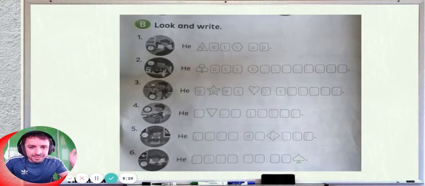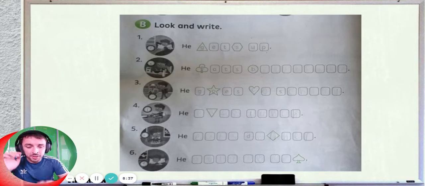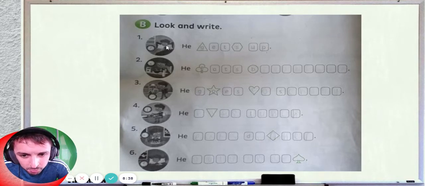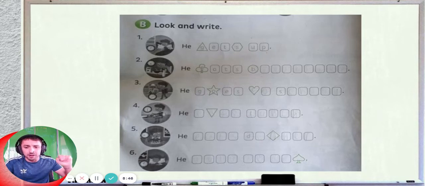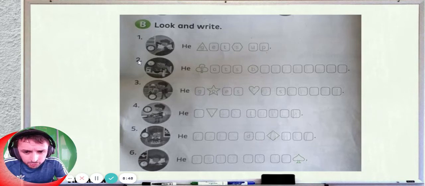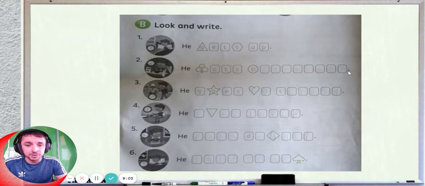Okay, next one, activity B. Okay, activity B, you need to write the missing words. Okay, so look and write. So number one, we look at the picture. What is the verb? And it's he gets up. So copy, copy, copy. He gets up. Next one, number two, look at the picture. What is this? It's he eats. What would this word be? He eats breakfast. Okay, so that's number two.